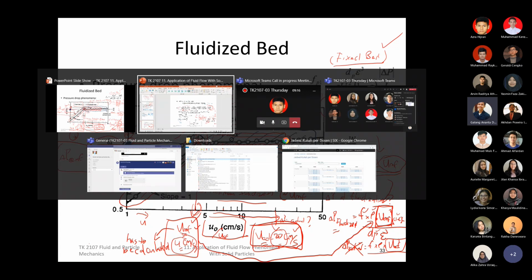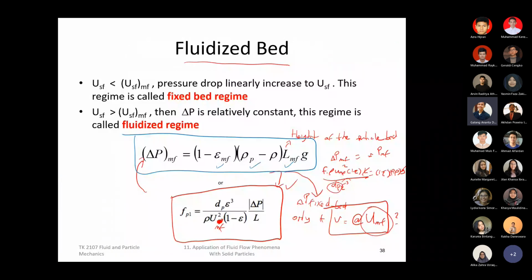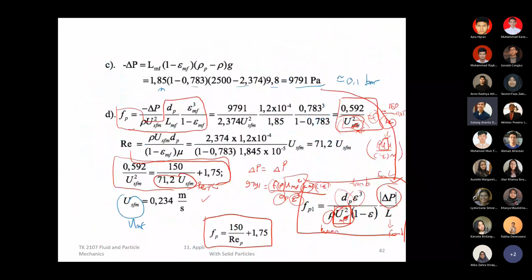Sir, can I ask one more question? Yeah. It's about the fluidized bed combustor. How would you ignite the coal?